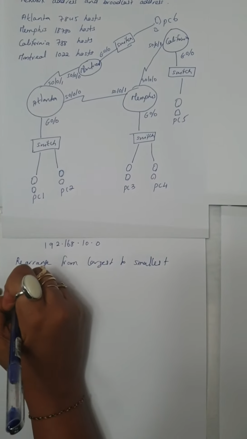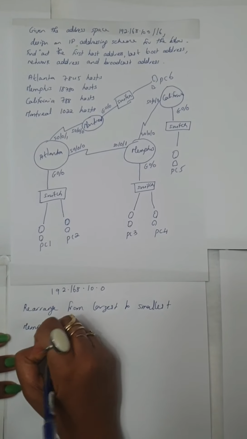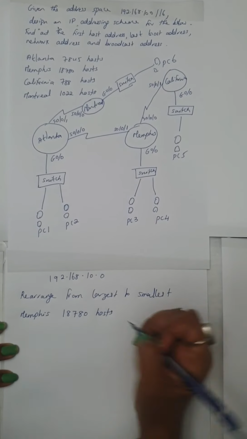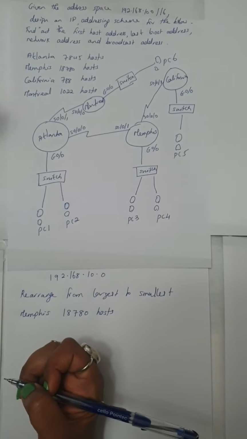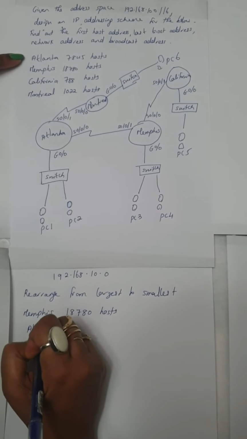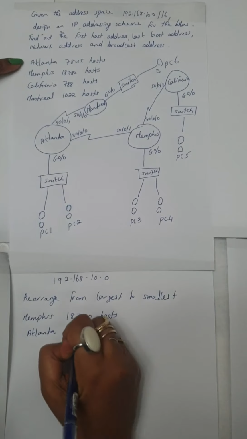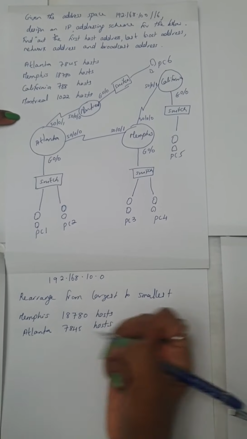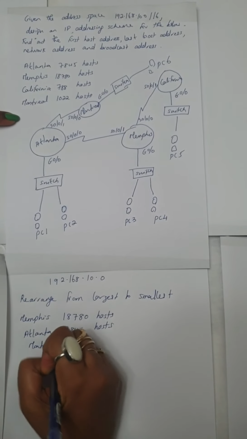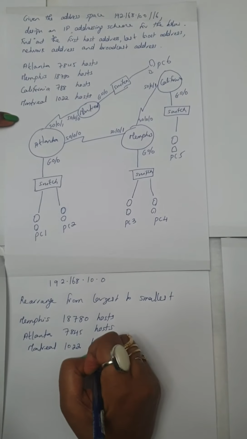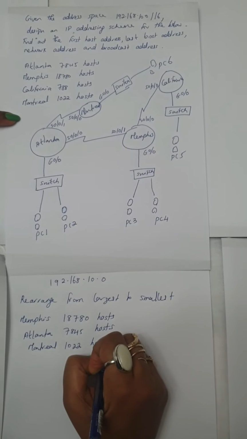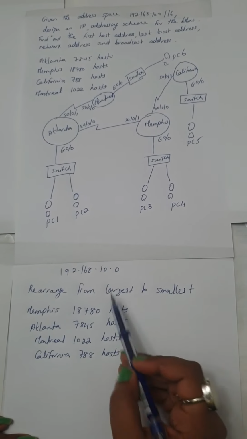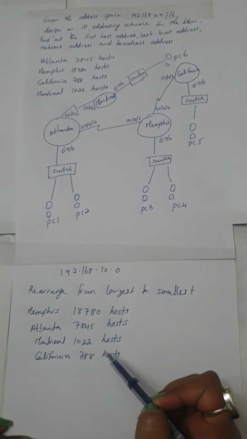So first we have Memphis, which requires 18,780 host addresses. Second, we have Atlanta, which requires 7,845 host addresses. Then we have Montreal, which requires 1,022 host addresses. So now when we have done that, we have to first break the IP address for each of these requirements.